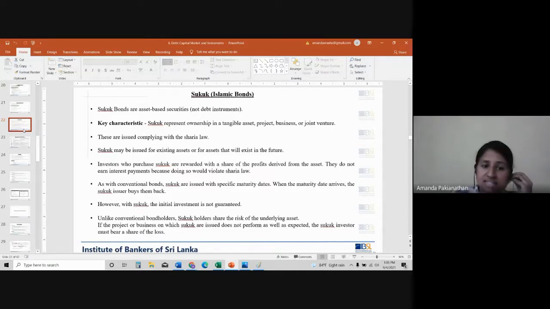What is the only characteristic that a Sukuk bond has similar to the debt instrument? It has a definite maturity period. Equity does not. There is no maturity for equity, but Sukuk has one similarity in common with the debt instrument, which is the definite maturity period. Okay, these are just ways that you could recall what we studied last week.